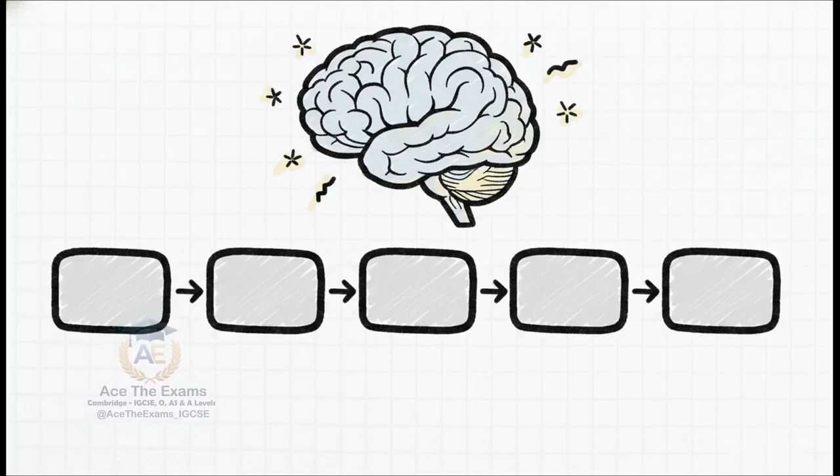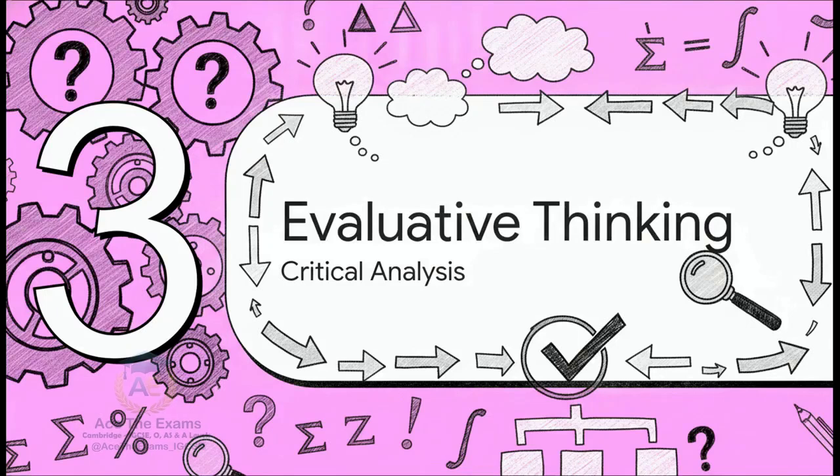Lock IAEVP into your mind because it forces you to slow down and secure every single method mark available before you even worry about the final answer. Phase 3, evaluative thinking skills. Because securing top marks requires far more than just following the steps. It demands critical, evaluative thinking.